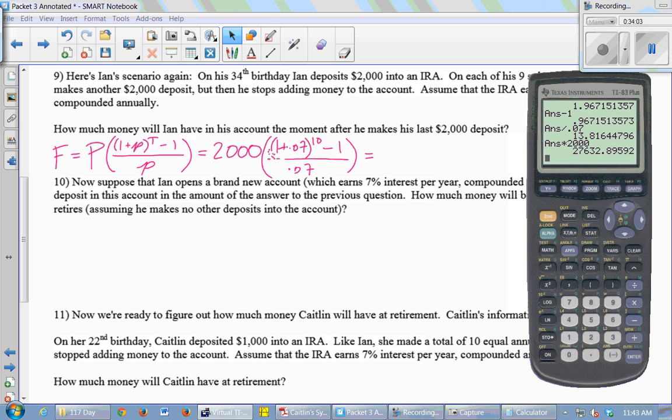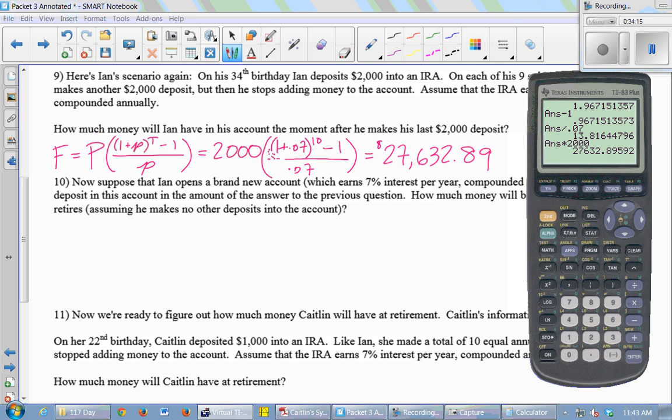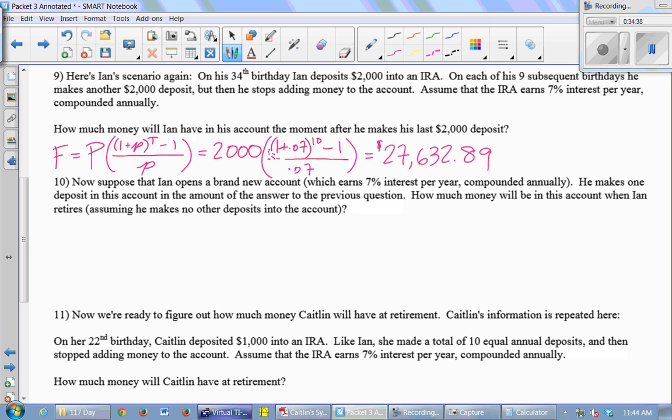All right, so after the 10 equal payments of $2,000, his IRA is worth $27,632.89. So 10 $2,000 deposits is $20,000, right? So he put $20,000 in, and because this account is making interest, he ends up with 27,000 something. Make sense? All right, now suppose that he opens a brand new account, and he's going to take this money and invest it. No more payments, it's just going to grow using compound interest.